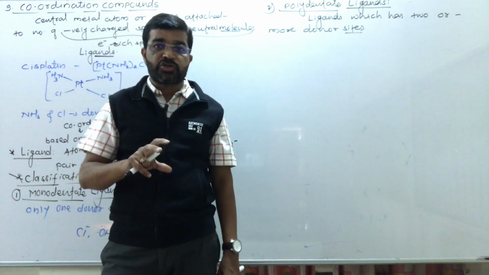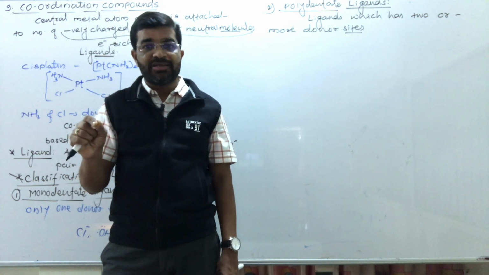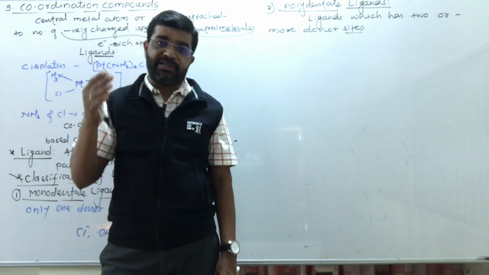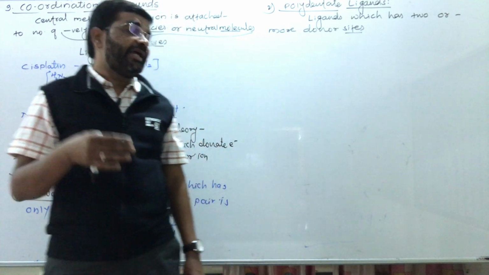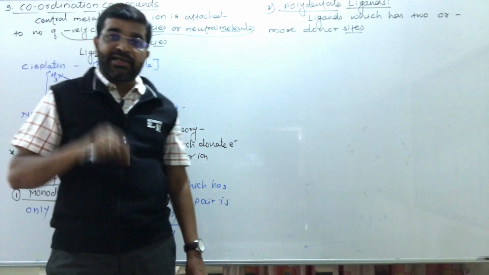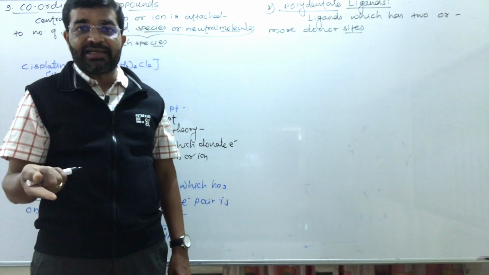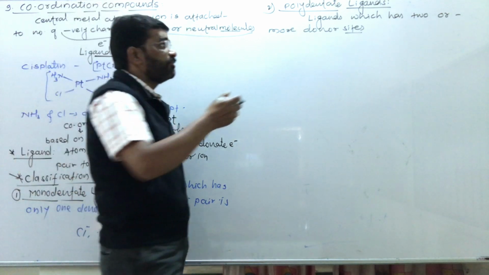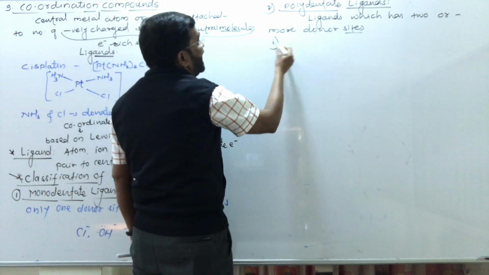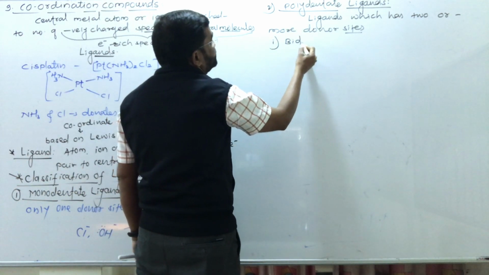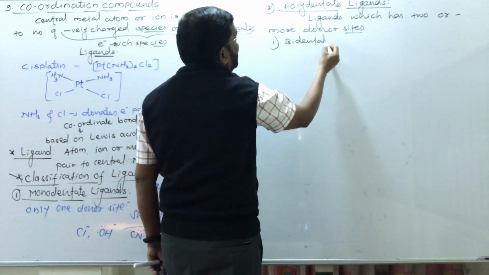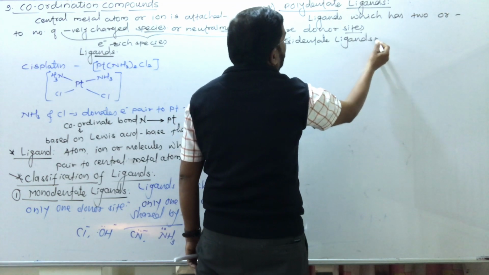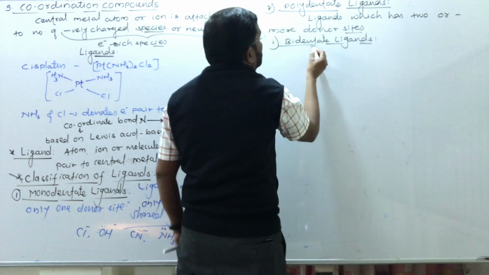Now on the basis of the number of donor sites in the ligand, these ligands are again of different types. That is the bidentate ligand, then tridentate ligand, tetradentate ligand, hexadentate ligand, and so on. So on that basis, here we have to study the bidentate ligands. What are the bidentate ligands and their examples? Here we have to study.